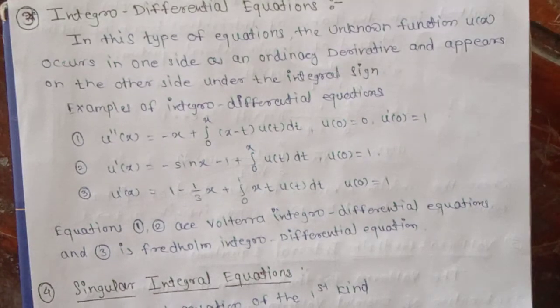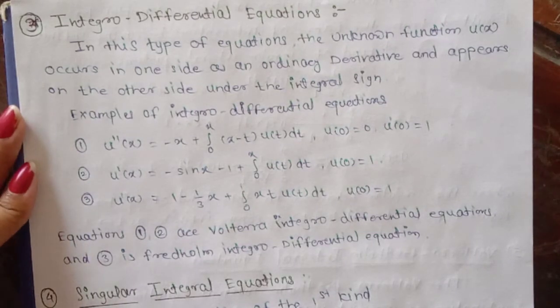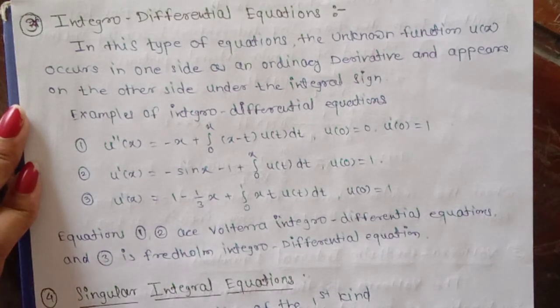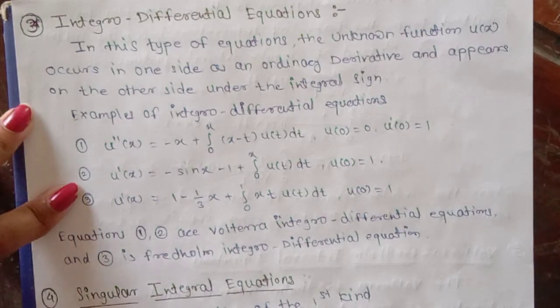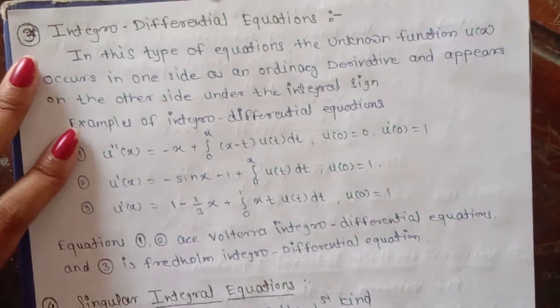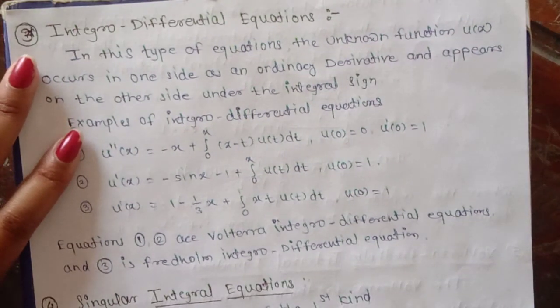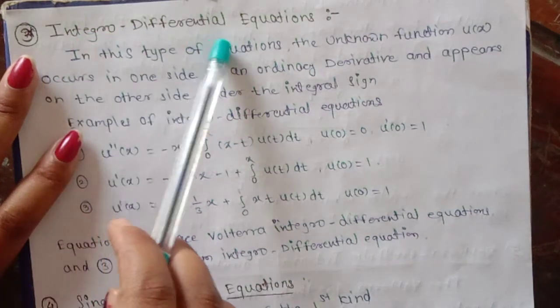Hello students, in the last lecture we discussed some remarks based on the structure, linearity property, limits of integration, homogeneity property and singularity behavior of the Fredholm and Volterra integral equations. Now the fourth concept, or the third type of integral equation, based on the Volterra as well as the Fredholm integral equation, is the integro differential equation.